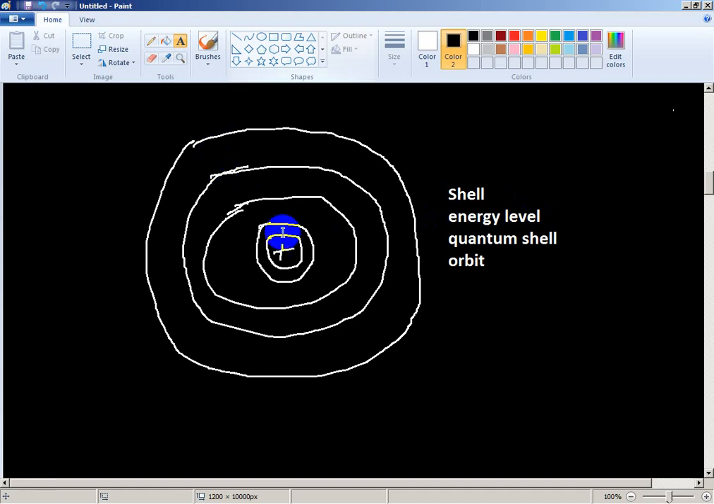Around the nucleus, at the center of the atom, there is a circular path or route where electrons move. This circular path is called an orbit, shell, energy level or container. Have you understood? Yes, sir. This is energy level 1, n equal to 1. This is the nucleus. Then n equal to 2, the second shell, and n equal to 3.